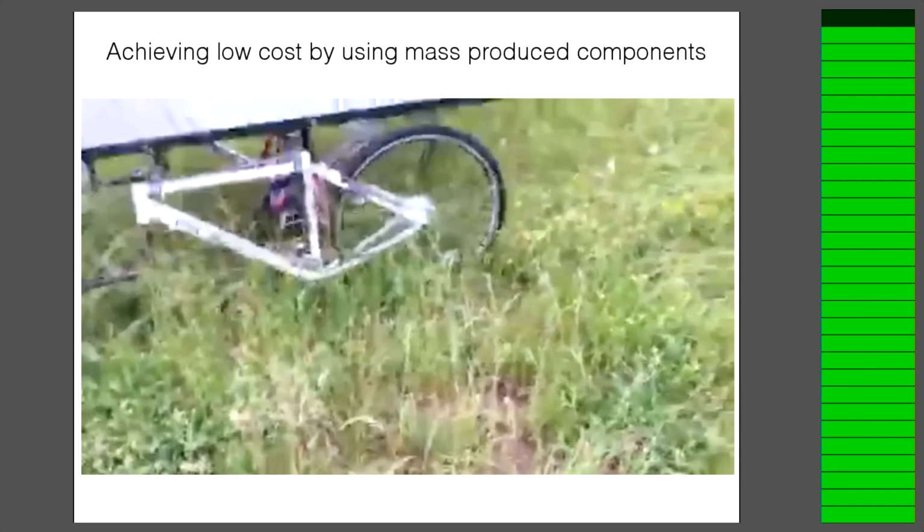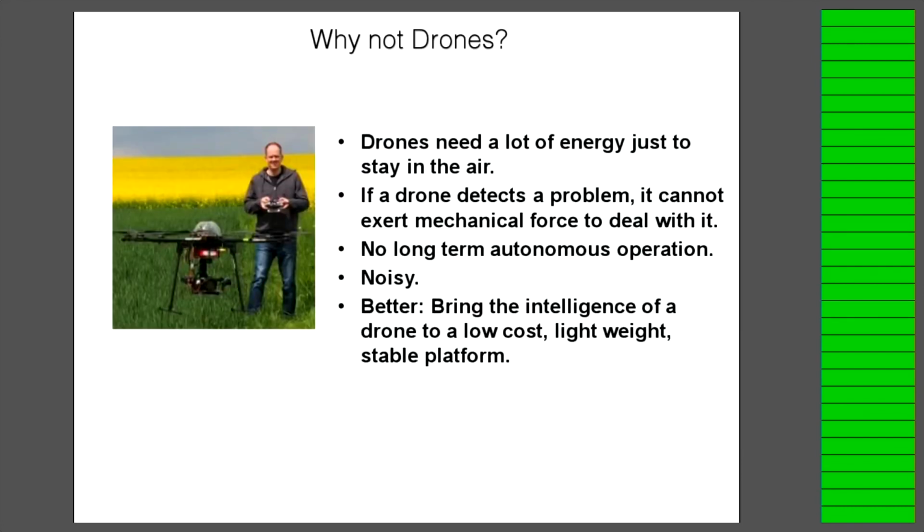All right, anyway, we built a prototype. In order to get the cost down, we used bicycle technology, electric bicycle technology, in-hub motors and things like that, to build a very low-cost platform to host the intelligence on. Why not drones? Also, the farming magazines are full of stories about using drones, but drones use a whole bunch of energy to stay in the air. Once they discover something, they cannot exert force to do anything about it. So we think we need to take the technology that people are playing with in drones, put it on a stable, low-cost platform, and get rid of chemicals.